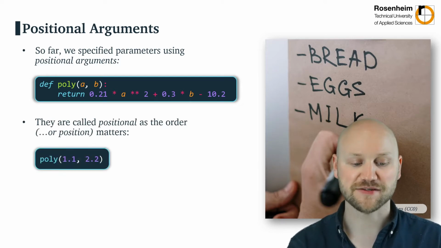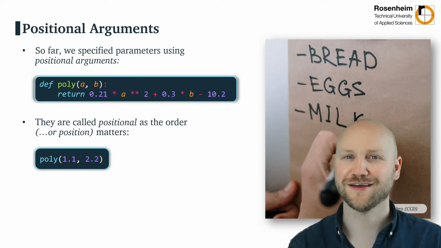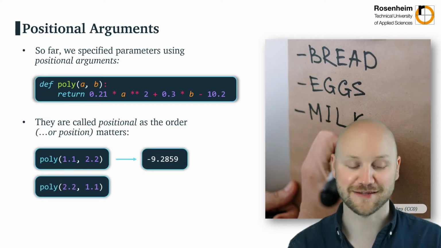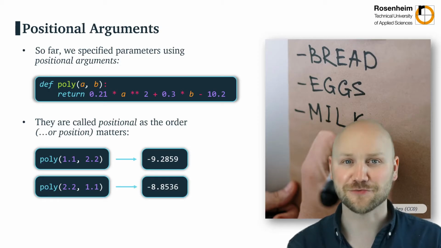So the order matters. If you are writing in a function call poly 1.1 and then 2.2, this is the result, and if you are writing something like 2.2 1.1, you get a different result.